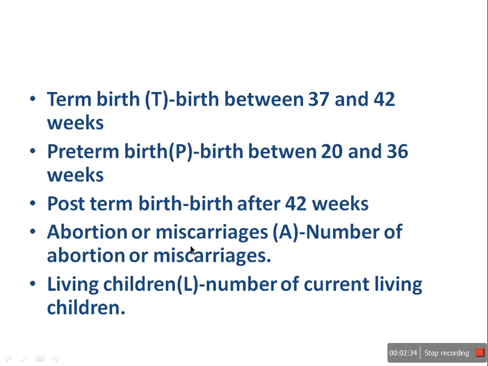Abortion or miscarriage is denoted with A. It is the number of abortions or miscarriages before 20 weeks. Abortion means termination of pregnancy before 20 weeks. Living children, L, denotes the number of current living children.